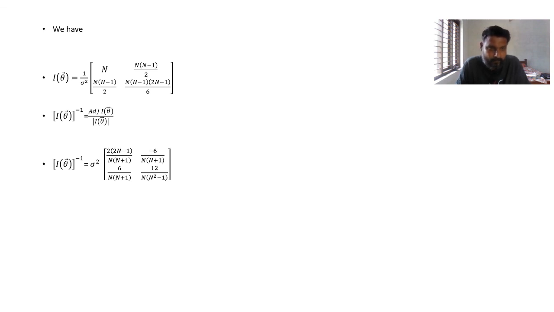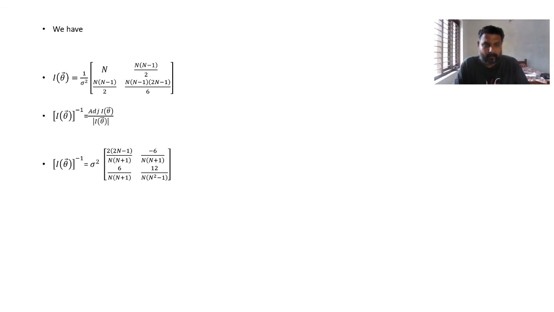Just verify this after doing it, whether you are getting the same thing or not. That is I of theta inverse. Find the adjoint of I of theta and the determinant of I of theta, and see whether you are getting the same thing or not. I of theta inverse, that thing you have to do by yourself.